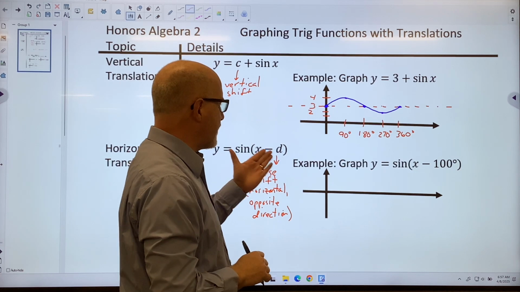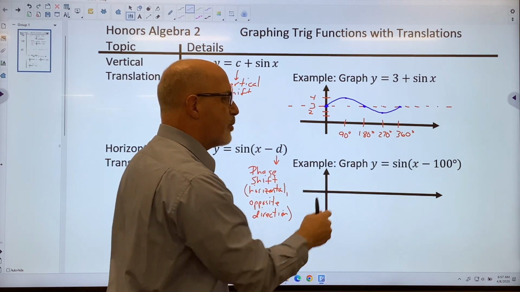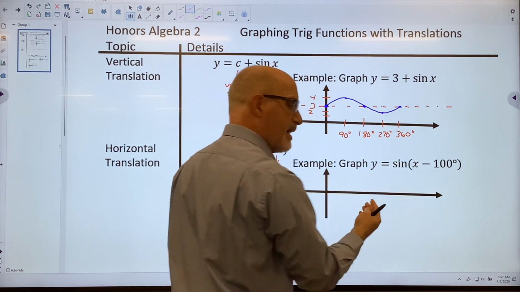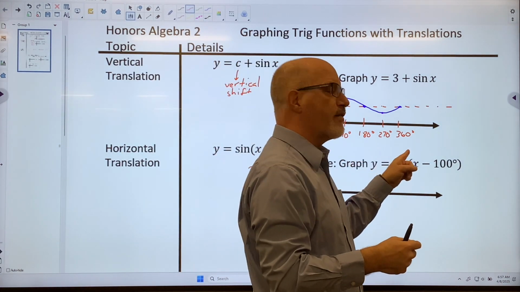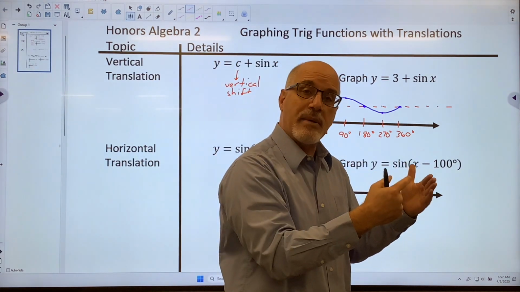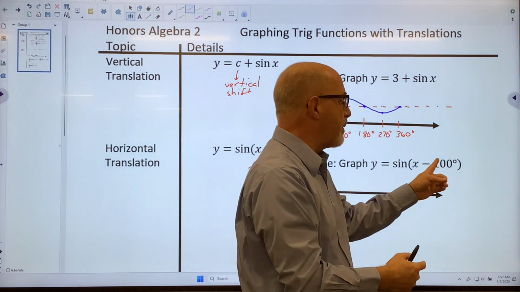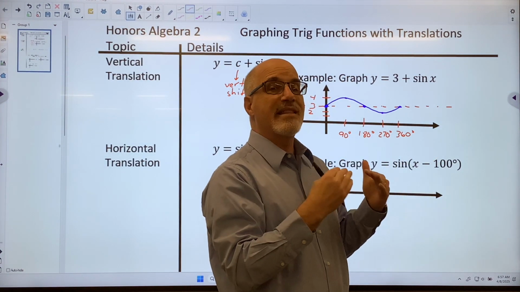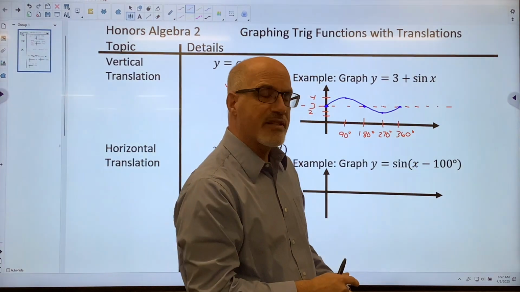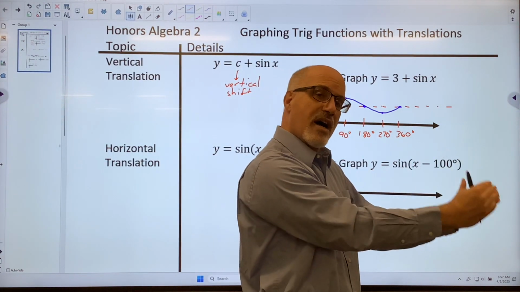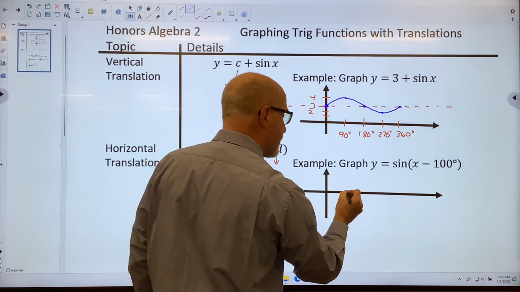So the phase shift, if I look at a problem like this, you would expect a minus 100 would be in the negative direction, but because it's on the inside, if I put 100 in for x, that would take me back to my original 0. 100 minus 100 would be 0. That's what I'm interested in. What would give me 0 if I put it in for x? So that's why it moves it out to positive 100 degrees.